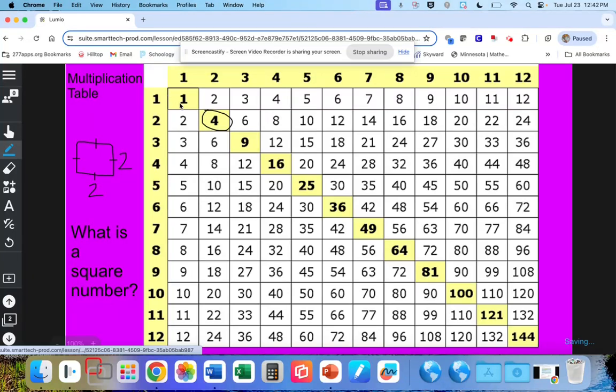If you notice down this row, all the square numbers are highlighted. 1 times 1 is 1, 2 times 2 is 4, 3 times 3, 9, 4 times 4, 16, 5 times 5, 25, and so on. You've got your 6, your 7, your 8, your 9, your 10, your 11, your 12. So really it's just saying that if we are multiplying the area of a square, we need to have our two numbers equal or equivalent, just like a square would have.